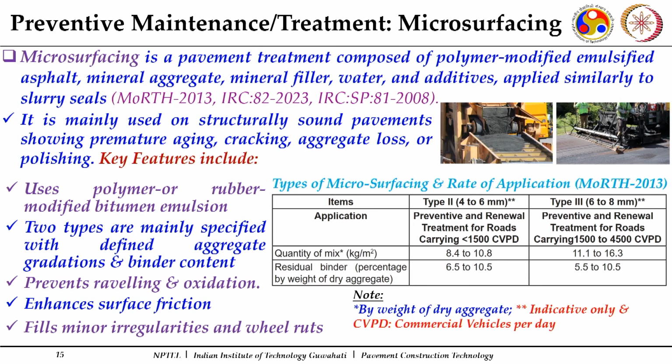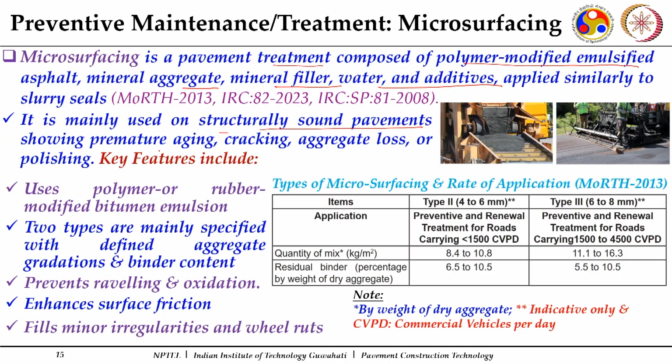Now the other very popular kind of surface treatment which comes under the preventive category is microsurfacing. It is a pavement treatment composed of polymer modified emulsified asphalts, mineral aggregates, mineral filler, water and additives, and the application is very similar to slurry seals. It is mainly used on structurally sound pavements, because these are thin applications and do not add to the structural strength of your pavement structure.